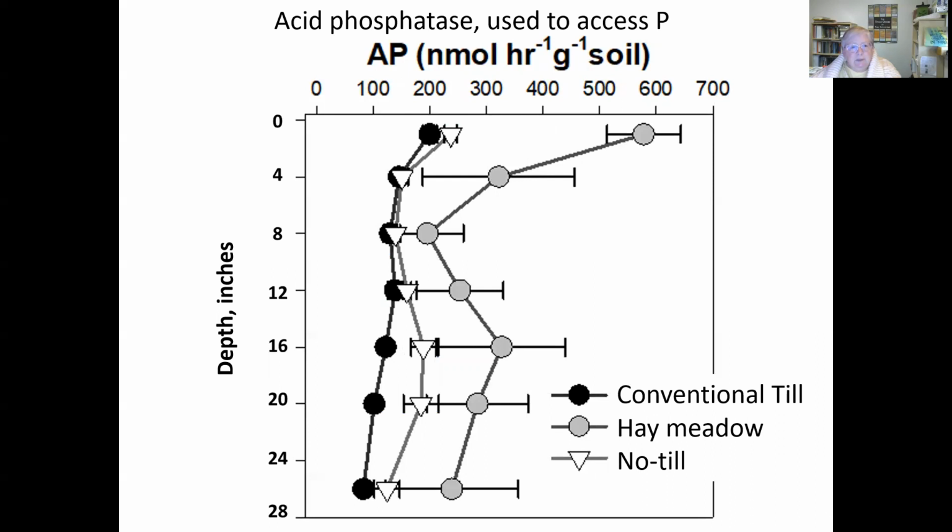Another enzyme that's present in the soil is an acid phosphatase, which is used to access phosphorus or to make phosphorus. Again, we see a similar, very rapid decrease in activity, with much greater activity in the hay meadow than in the no-till or the conventional till. In this case, we do see an increase in the acid phosphatase activity within the clay layer, at least for the hay meadow and the no-till.